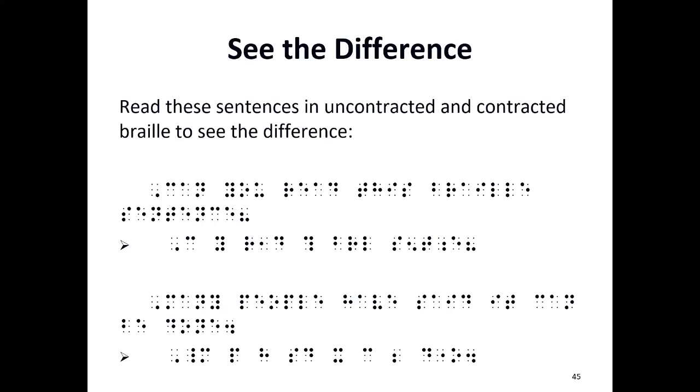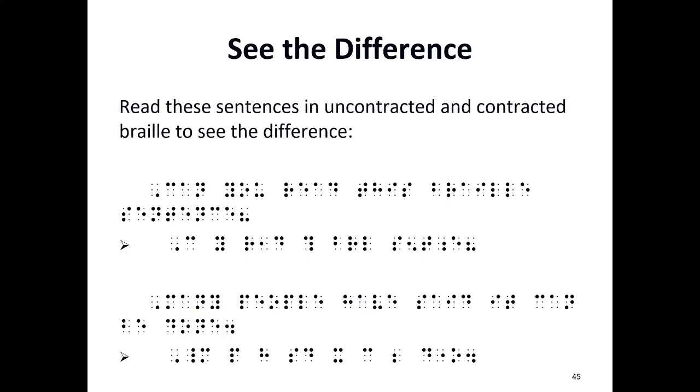Here is a little bit of reading practice. I have 2 sentences that I've written twice. The first time I've written it out letter for letter, what you learned in Braille 101 or elsewhere. See if you can figure out what it says. And then I have the same sentence after that arrowhead bullet point, the same sentence using contractions.